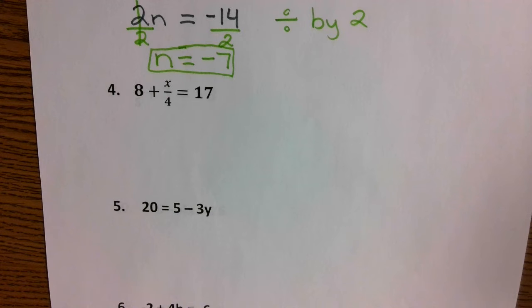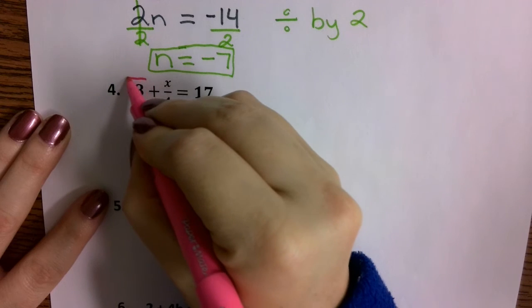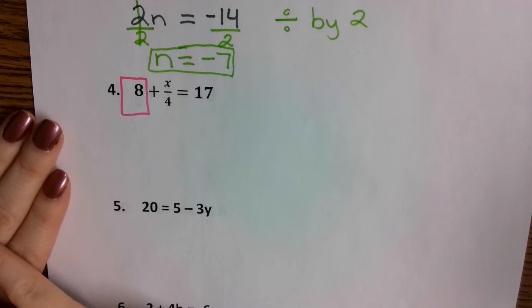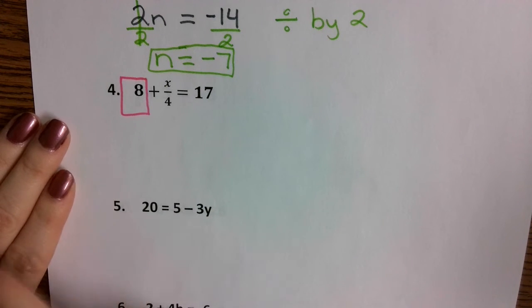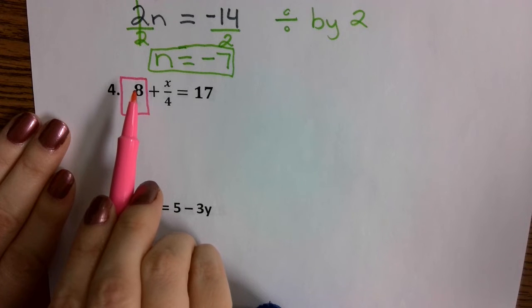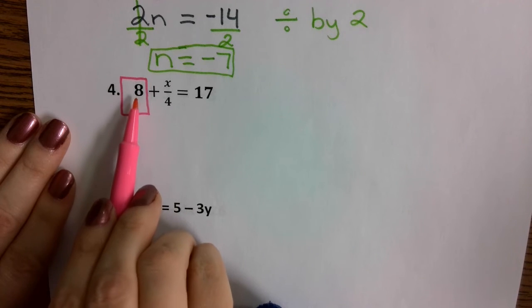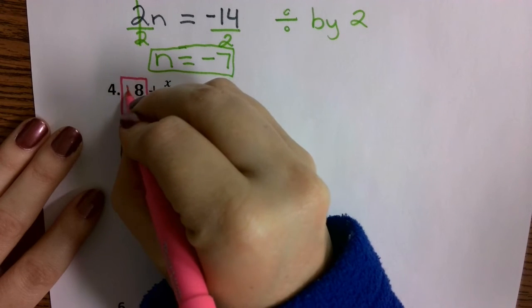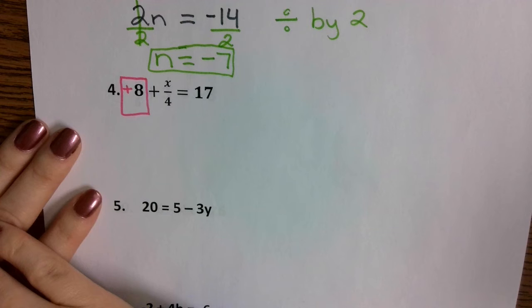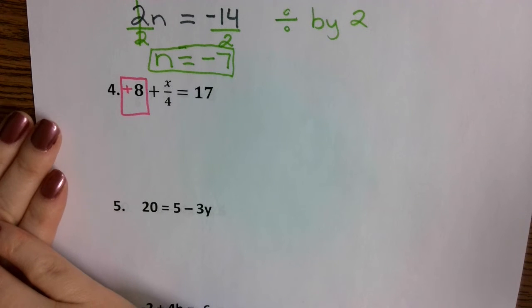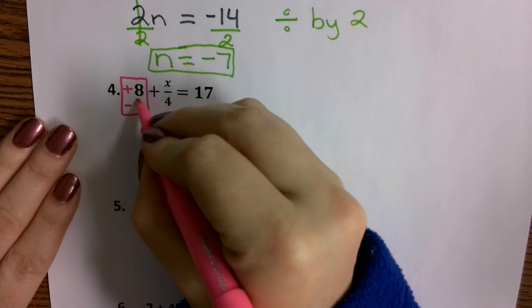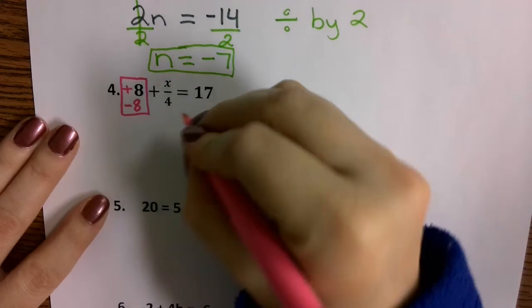Michaela? 8. 8 is the constant. So we need to focus on getting rid of the 8. So right now, is the 8 a positive or a negative? It's a positive. So it's almost like I've got a little tiny plus sign right in front of it. So the inverse of that is going to be to subtract. I'm going to subtract 8 from both sides.